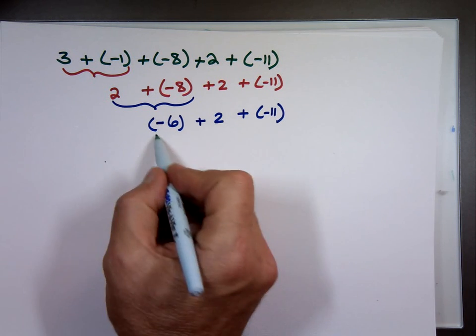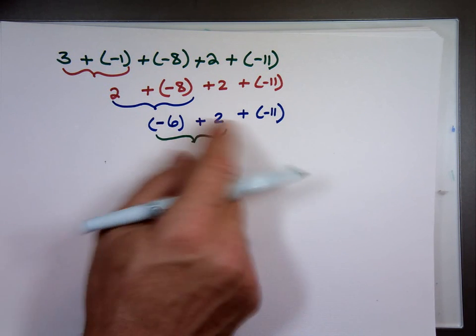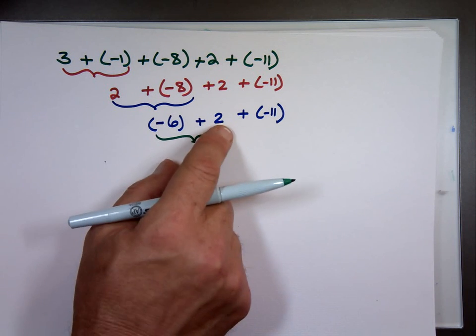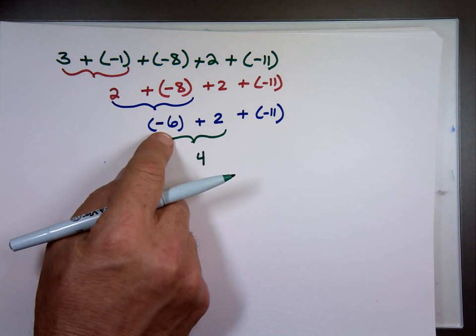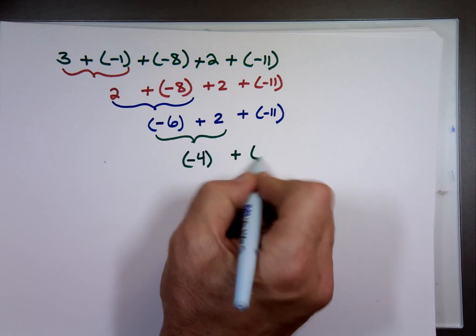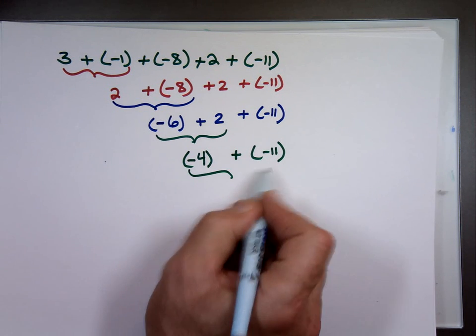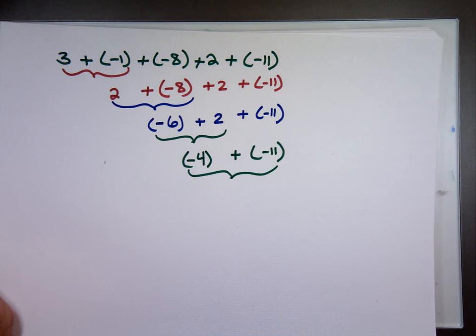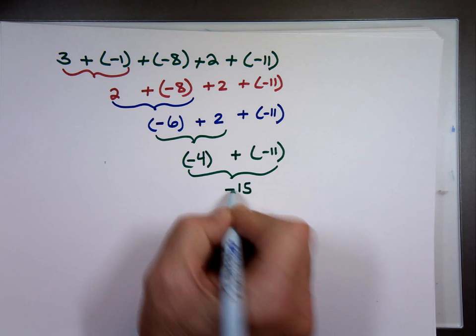Now again, opposite signs. Subtract the smaller from the larger, absolute value-wise. 2 from 6. 4, and what's the sign of the larger absolute value? Negative. And finally, these two have the same sign. You add them, and you keep the sign, which is what? Negative 15.